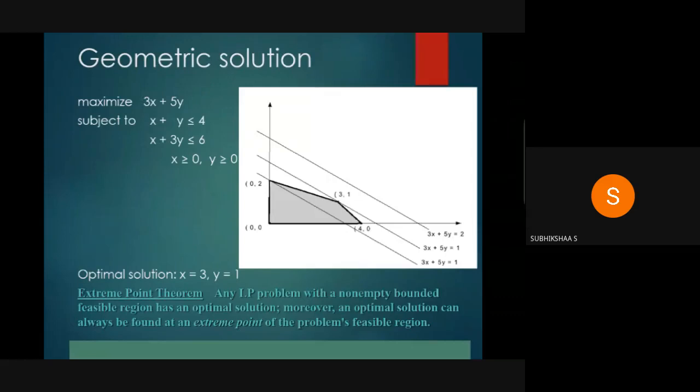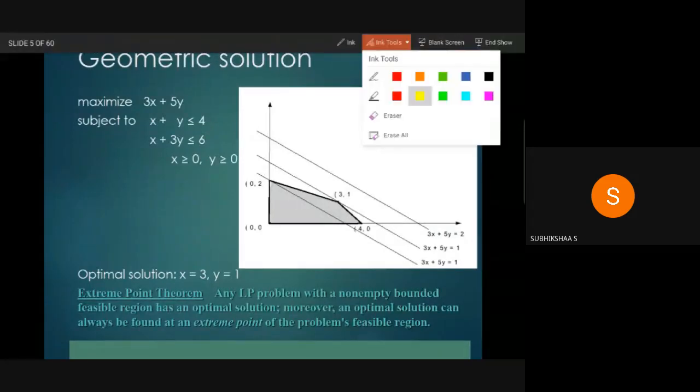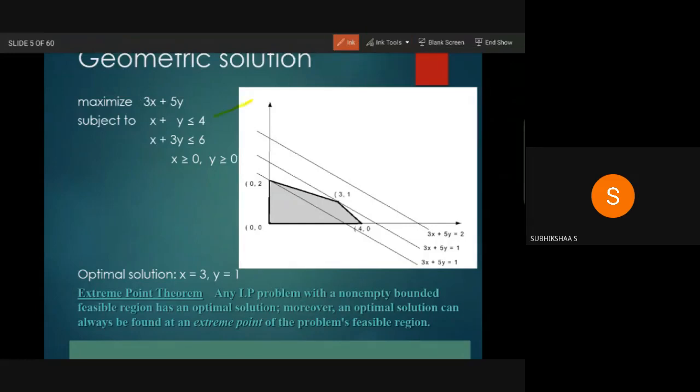What we have to do now is take the constraints. How many constraints are given here? Two constraints are given here. So we have to take the constraints one by one. Assume that we are going to take the first constraint. This is the first constraint.